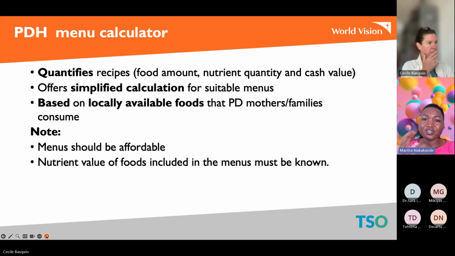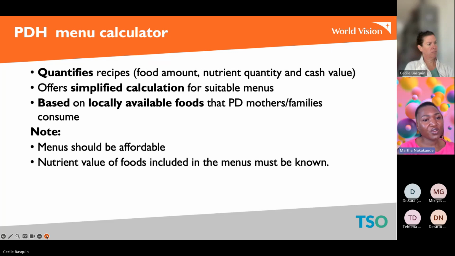So the calculator itself is an Excel-based tool, and it really simply quantifies the recipes that you're creating. That is, it shows the food amount, the food quantity or the nutrient quantity from that food, and the estimated cash value of that meal. The recipes, if it's a pumpkin, how much of the pumpkin you need, how much of the nutrients you're going to get from that pumpkin, and what would be the cost of that pumpkin. It is really a simplified calculation. It is based on locally available foods, like we have said, that the positive deviant mothers or families consume.